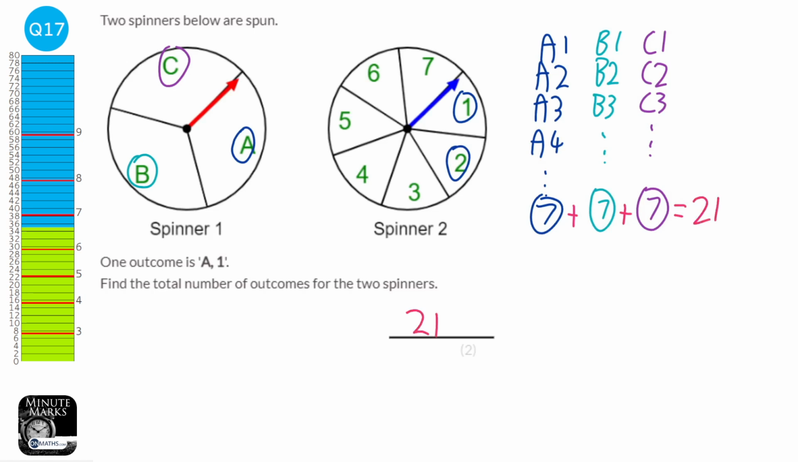And the way I can work that out easily is work out how many combinations there are with spinner 1. Well, there's 3. How many combinations are there with spinner 2? 7. And we just times the 2 together. 3 times 7 is 21.